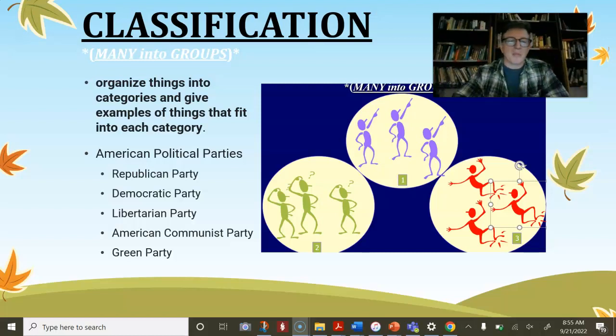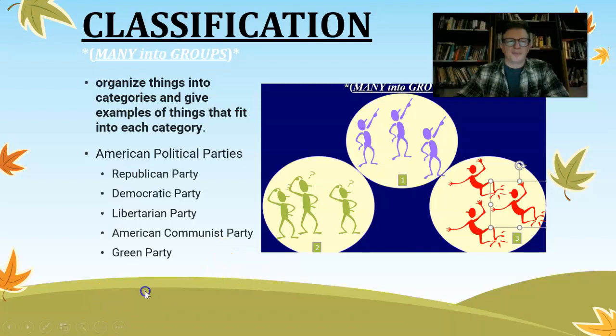Okay. So American political parties, this is classification. This is showing the different, they're not divisions. Okay. These would be the Republicans. This is Democratic. Okay. This is Libertarian. These are all different groups and ways to organize the political parties in America. All right. So that's classification.